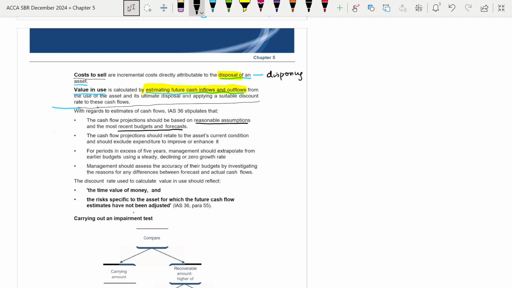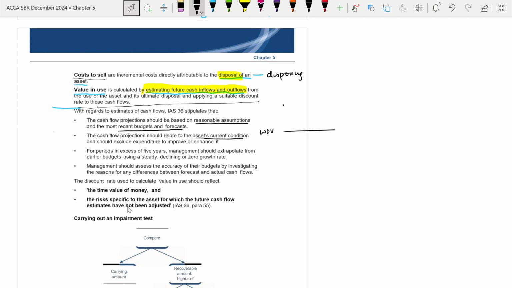I'm explaining assuming that you have a basic concept at the back of your mind. What we are doing is talking about the cash flow projections, budgets in simple terms. Cash flow should relate to the asset's current position. See, when you are talking about the reducing balance value, what is it? It is nothing but how we are going to calculate.